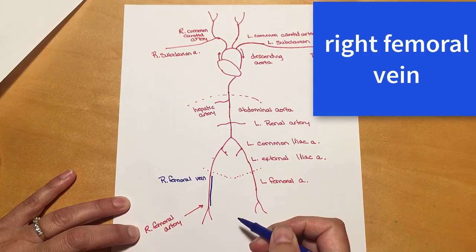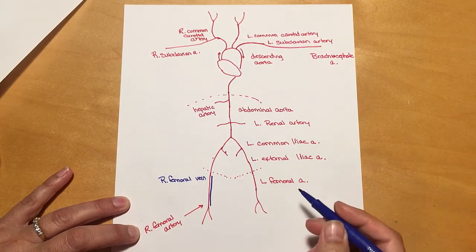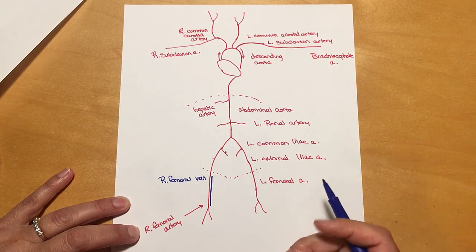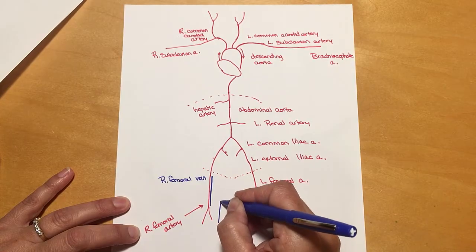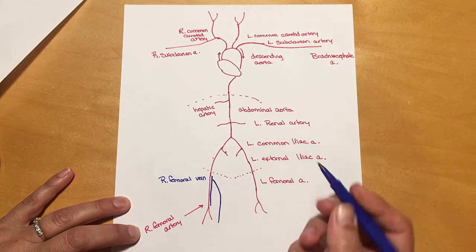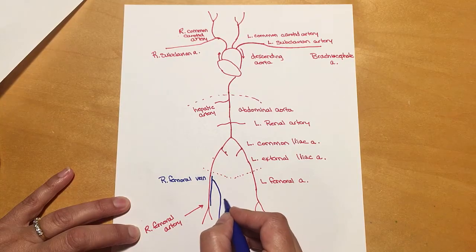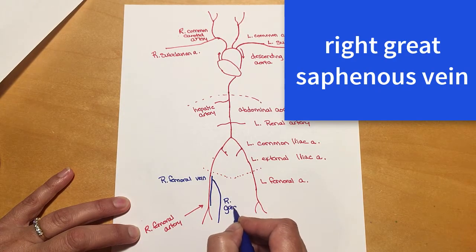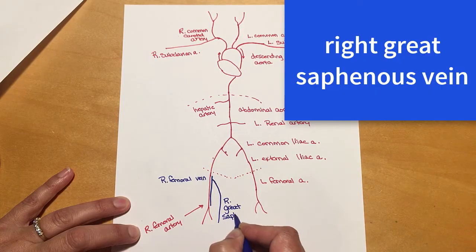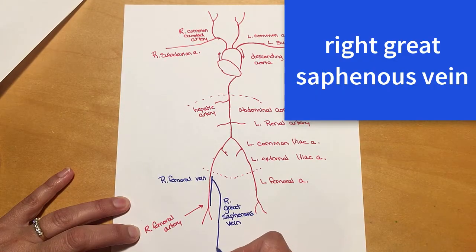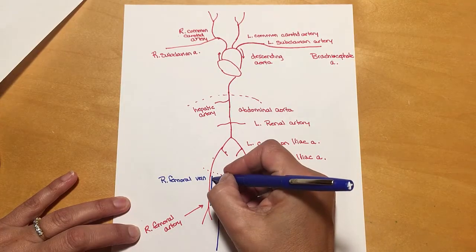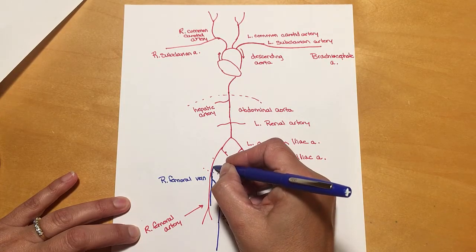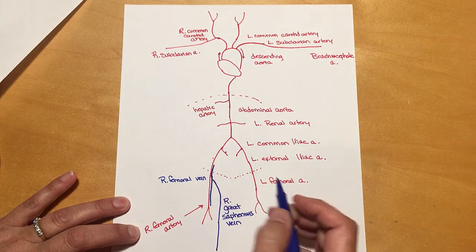And remember, sometimes it's hard to get blood back up against gravity to the heart. It's at very, very low pressure, and we're moving up against gravity. So we actually have another vessel that's going to come in to the right femoral vein, and that's going to be called the right great saphenous vein. And this is a very, very long vein. It goes all the way down towards the foot.